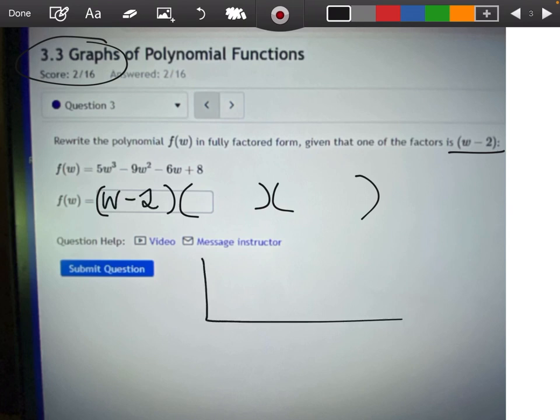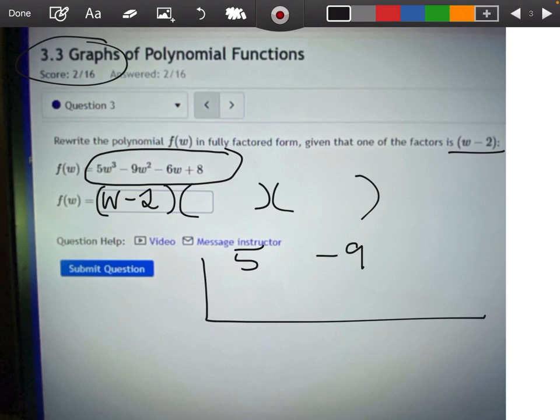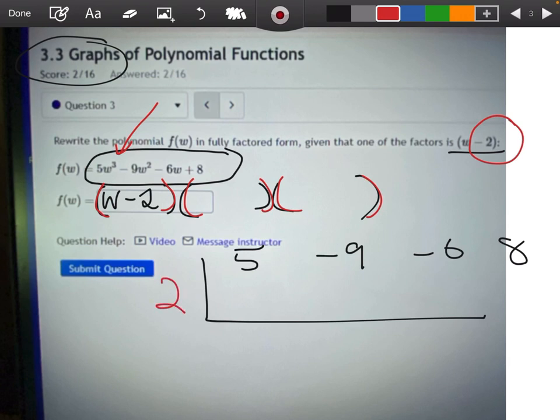The way we're going to do this, y'all, we're going to look at our polynomial. We're going to go 5, negative 9, minus 6, and positive 8. Y'all, just one more thing real quick. I should have said this earlier. The reason we're going to have 3 sets of parentheses is because we got a 5w to the power 3, okay? Now, when this number here is a minus 2, y'all, we're going to put a plus 2.